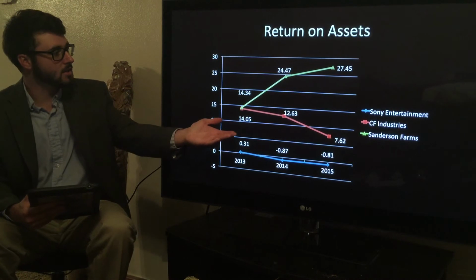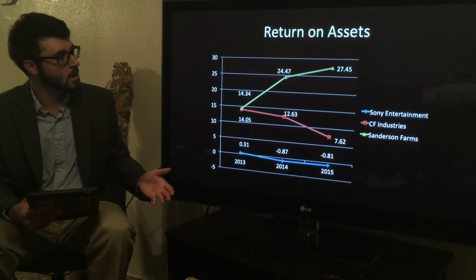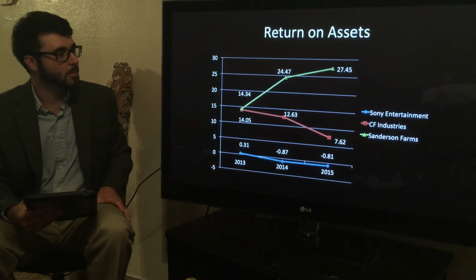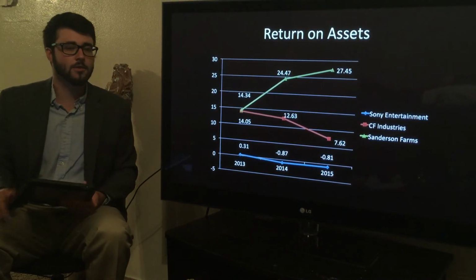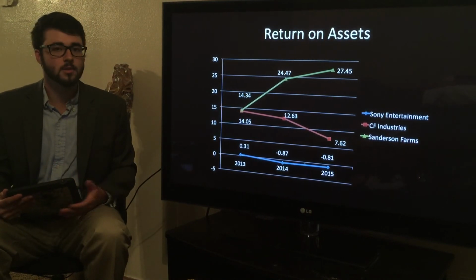Sanderson Farms is obviously very good. They've increased a lot since 2013, and they're favorable for both graphs. So for the third question, I'm going to have to invest in Sanderson Farms.